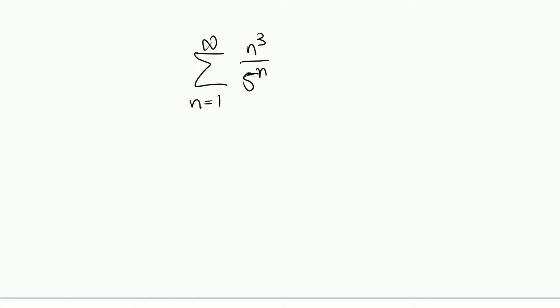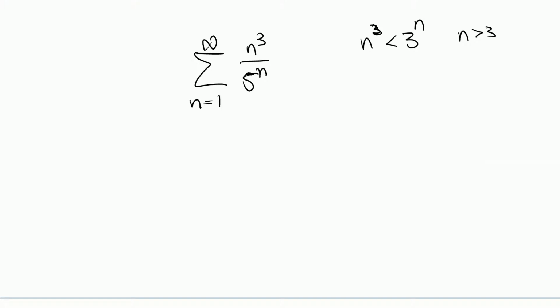But here's something that I could do. I could say, okay, n cubed is going to be smaller than 3 to the n as long as n is greater than 3. I believe that's true. Let me double check. Yeah, that's true. As long as n is bigger than 3, you can double check yourself.